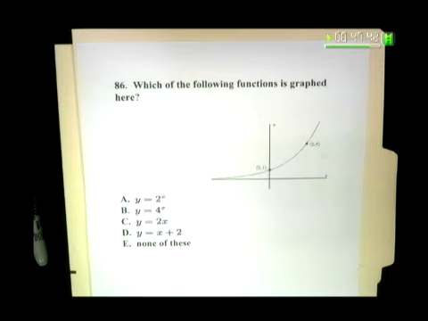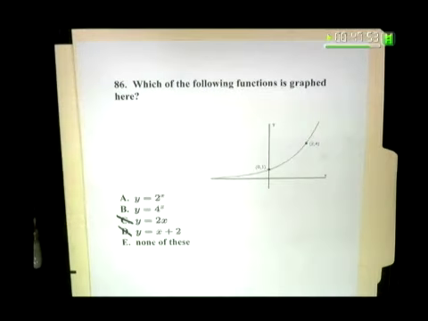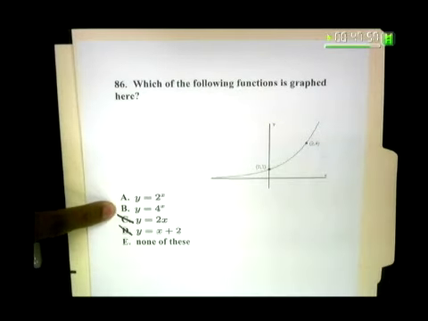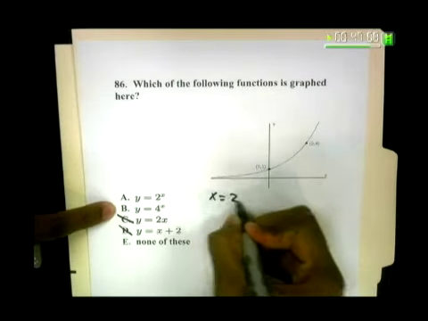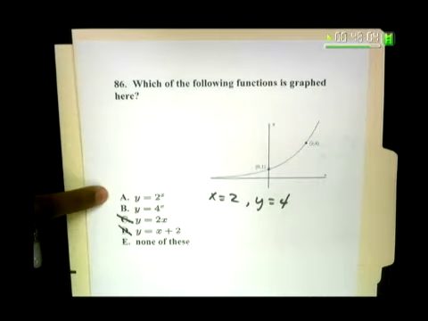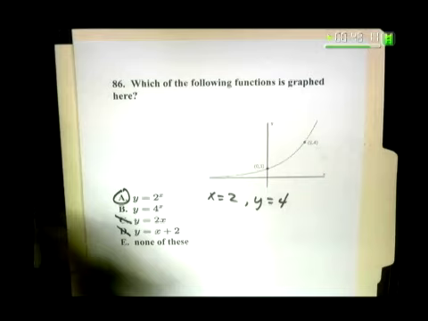Okay, so here we want to know which of the following functions is graphed here. Again, this looks like an exponential function, so I'm going to count out C and D. Now my question is, is it A or is it B? Well, I have a point (2, 4) here. So when x is 2, y is 4, so that would correspond to which one? A. Okay. Make sure that you get a chance to look at all of those.